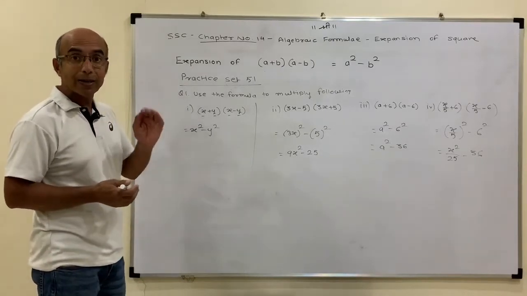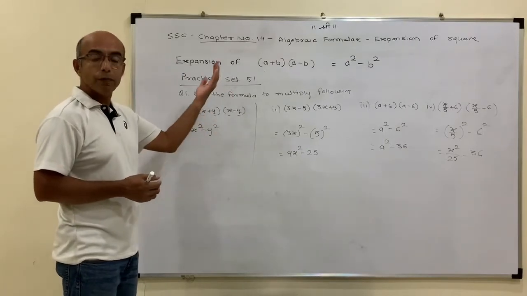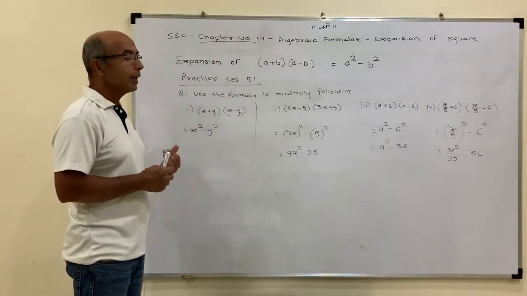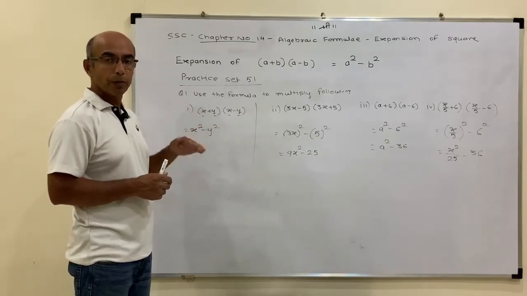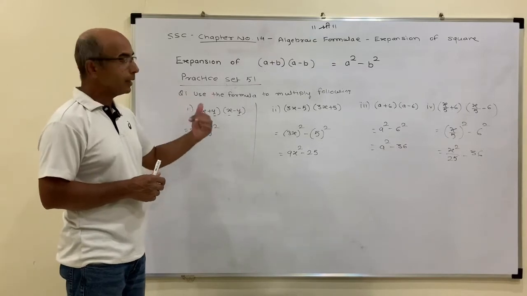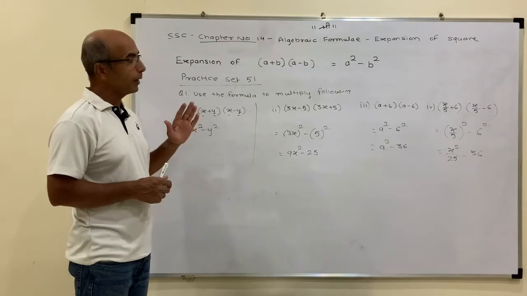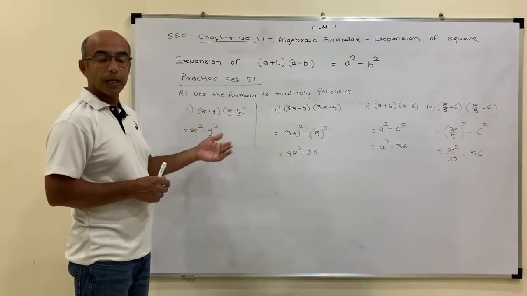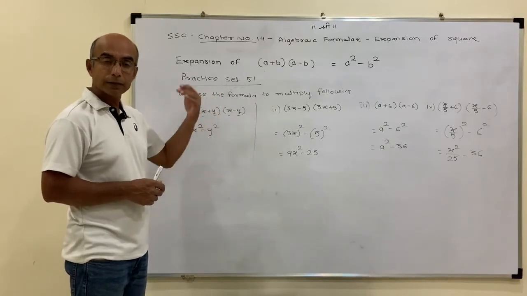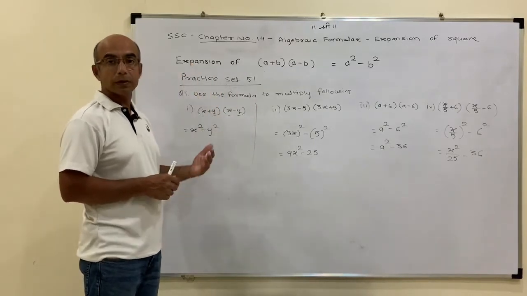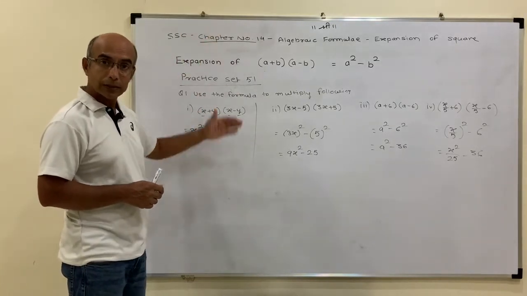Make sure you make a list of the formulas on a single page where you write all of them, like (a plus b) whole square equals a square plus 2ab plus b square. (a minus b) whole square equals a square minus 2ab plus b square. Area of square, area of rectangle, area of triangle, area of circle, circumference of a circle. All these formulas you should prepare in one good list.